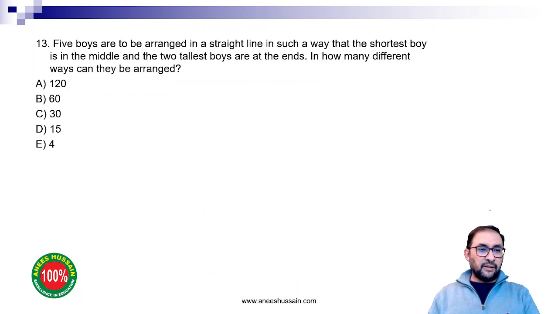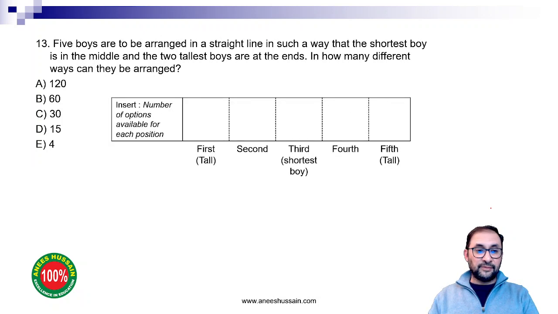Question number 13. 5 boys are to be arranged in a straight line in such a way that the shortest boy is in the middle and the 2 tallest boys are at the ends. In how many different ways can they be arranged? So let's create these 5 positions. And the requirement is that in the middle, in the third position, you must have the shortest boy, right?